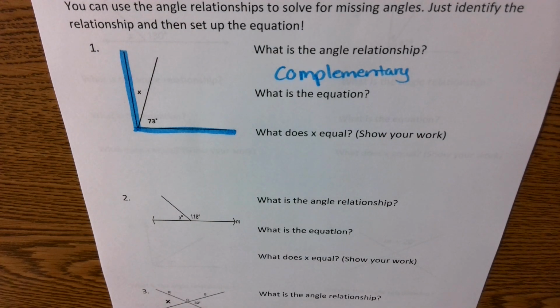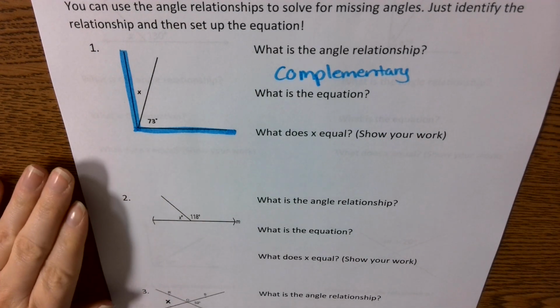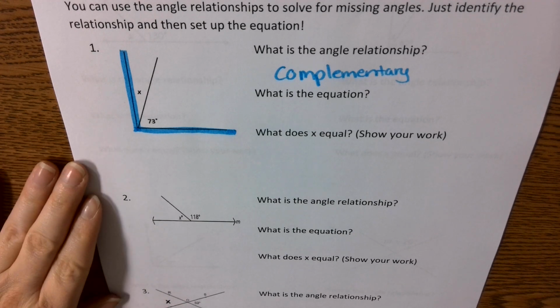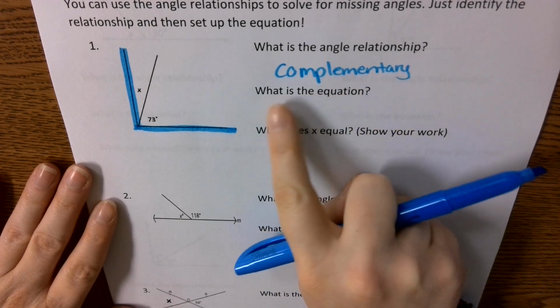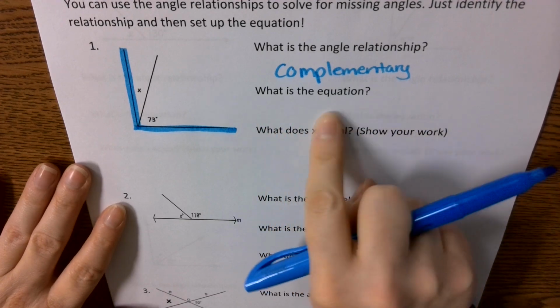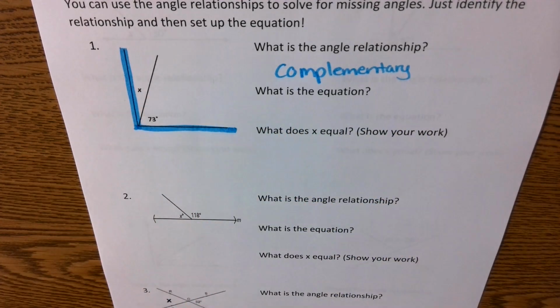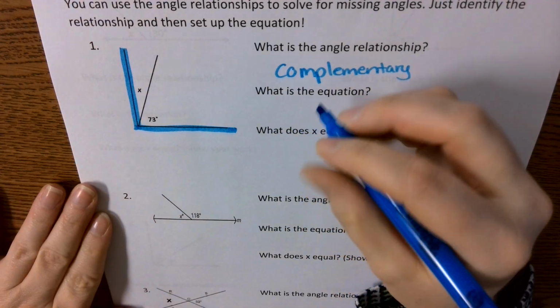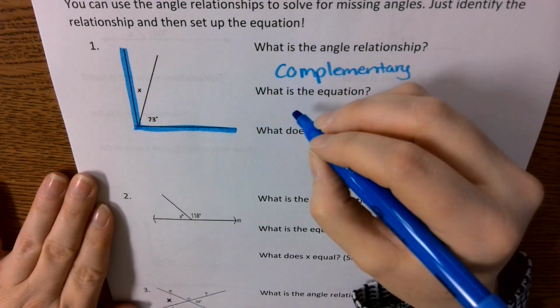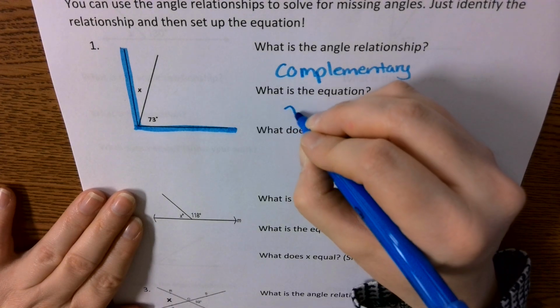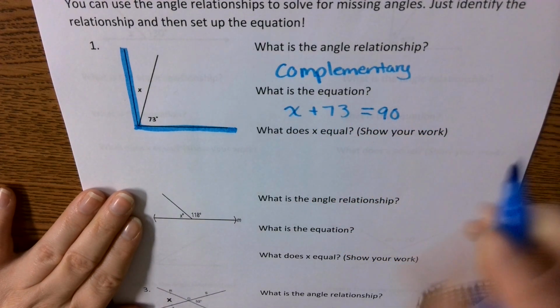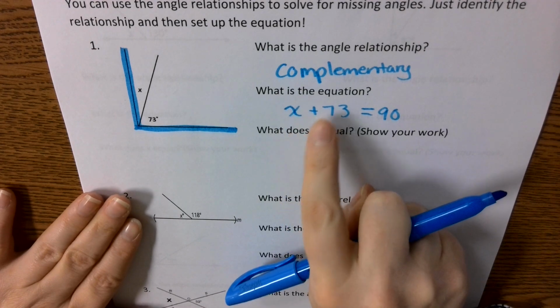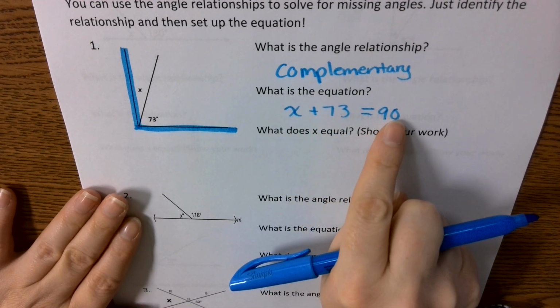Haley? Thank you. Okay, so based off of the fact that this is a complementary angle relationship, what equation can I create with these two angles? What would the equation look like? Mackenzie? Very good. 73 plus x equals 90, or you could put x plus 73 is equal to 90, as long as you have the two angles being added together and it's set equal to 90 degrees.